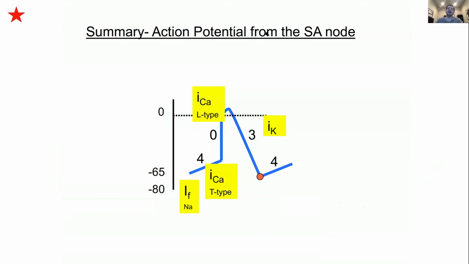Okay, and then the other one, you could see this is a different shaped graph. This is from the SA node. So the SA node firing. These funny channels are sodium that comes in. Then there's a little kick here where the T-type calcium channels come in, and then the L-type calciums. Remember, T-type start before L-type. It's going to depolarize the cell. Then potassium's going to hyperpolarize it back down to equilibrium around -65.